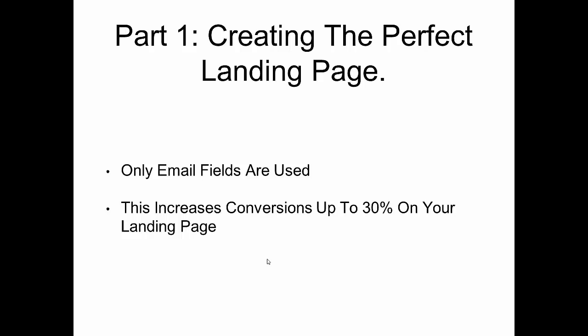The first hack is to only use email fields and not name and email fields. When I first switched over from asking name and email to only email, my conversions went up by a whopping 30% instantly. So make a note right now to only use email fields, not name and email fields.